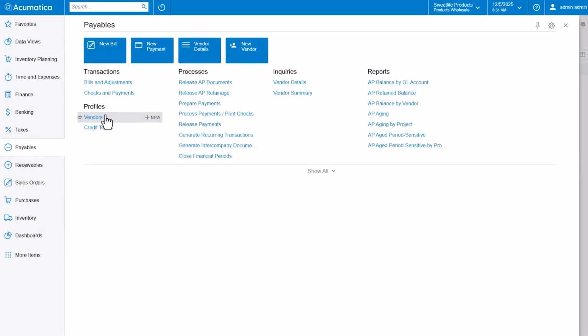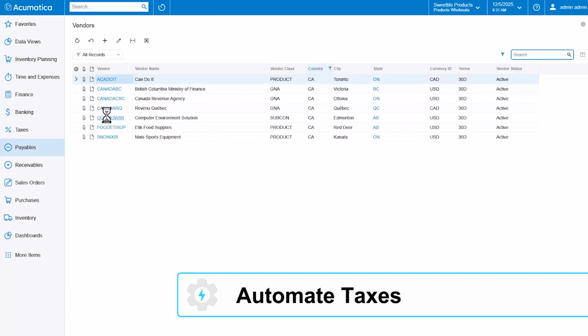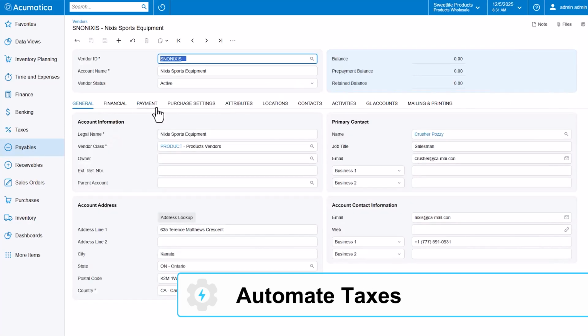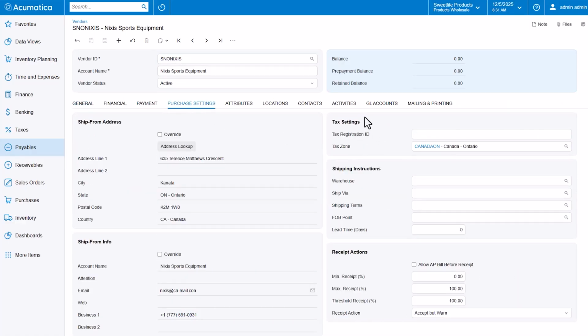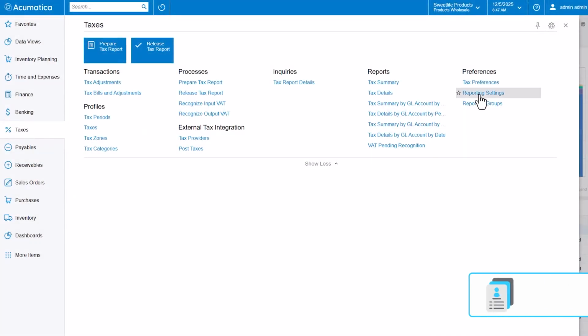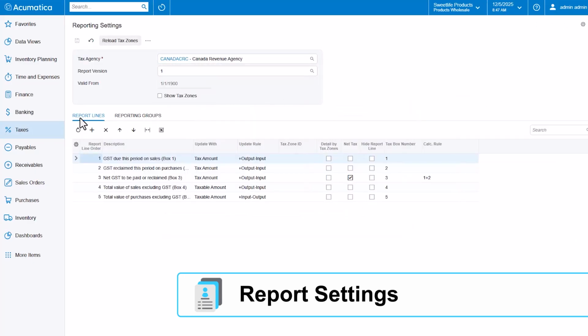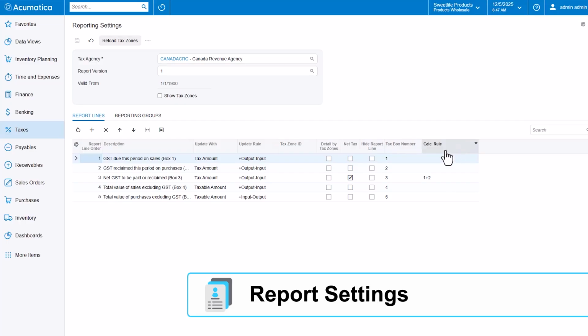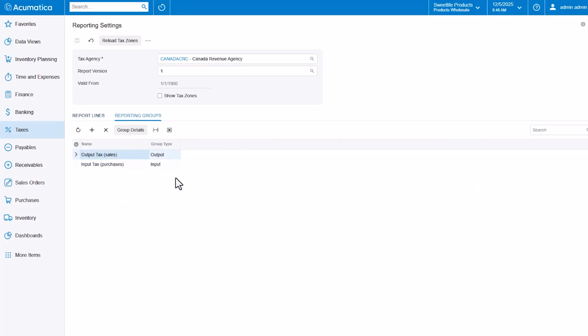Assign customers and vendors to the proper tax zones. Acumatica will automatically apply the correct rate to taxable items within that zone, saving you time and reducing errors. Define the structure and filing process of tax reports for each agency. With Acumatica, you can set up report line items, summary values, and subtotal calculations to ensure precise and accurate reporting.